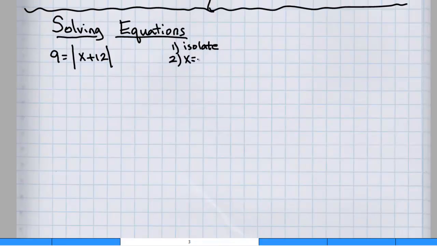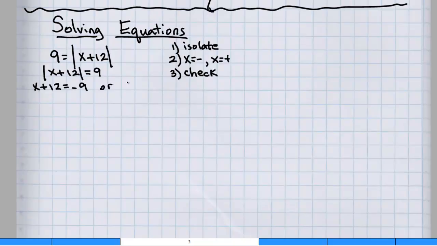We set it up for x equals the negative number, and we set it up for x equals a positive number, because we have two different possibilities. And then we solve. Lastly, we have to check. So looking at this first one, most of the time we see it written in this format. We will have x plus 12 is equal to negative 9, or x plus 12 is equal to positive 9.